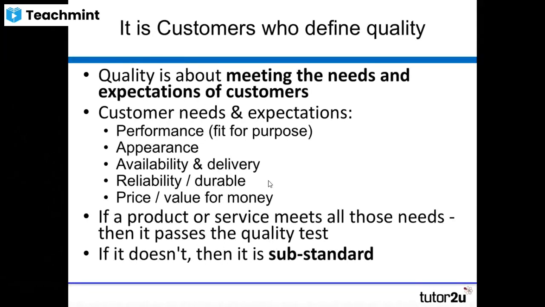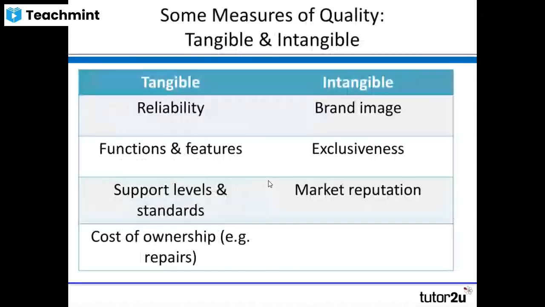If a product or service can meet as many of those, or ideally all of those needs and expectations, then it will be deemed by customers to be a quality product. If it doesn't, then in some respect, it's poor quality, it's substandard. Now, of course, there are various different measures of quality, and some of them are tangible, can be measured, and some of them are intangible, hard to measure, but you kind of know when you see them.